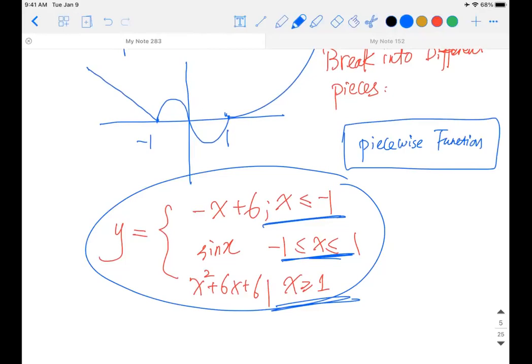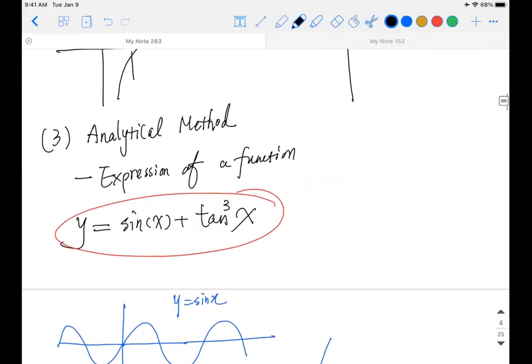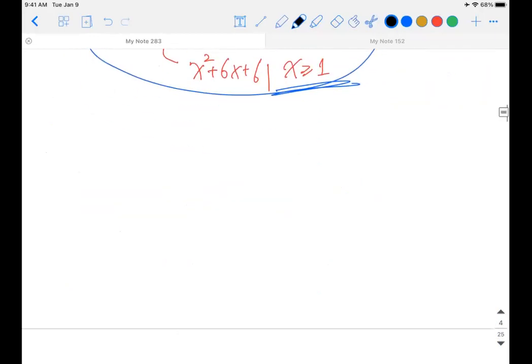For each specific piece, let's say here, I want to just talk about this part. This is just like a regular function, right? Nothing really special. Its only difference is that this function is defined in a specific interval. It's not the entire domain, right? I think this is something quite understandable. Voila, this is our number 3 way, using the analytical way to present the function. And the last way is using the descriptive method.